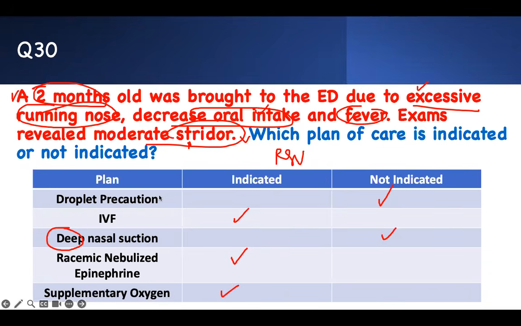I know some people will say there may be droplet precaution. Mostly RSV is contact. So that's why this is not indicated. Deep nasal suction is not indicated. Just suction the nose right at the tip of the nose. You don't have to jam it in all the way. And then because they're stridorous, you need to give them epinephrine, take away the edema, and give them supplementary oxygen.